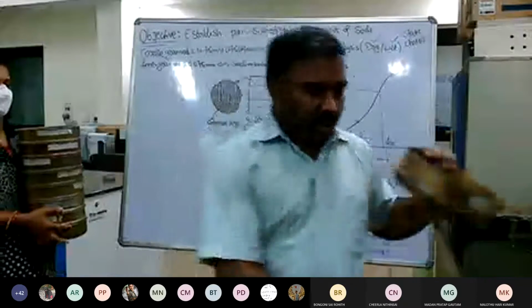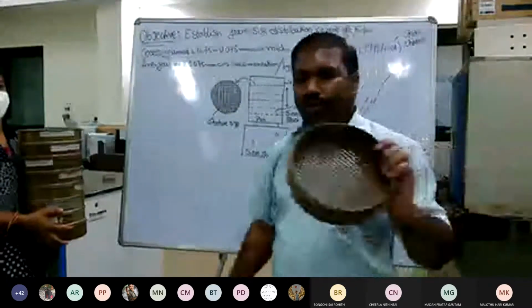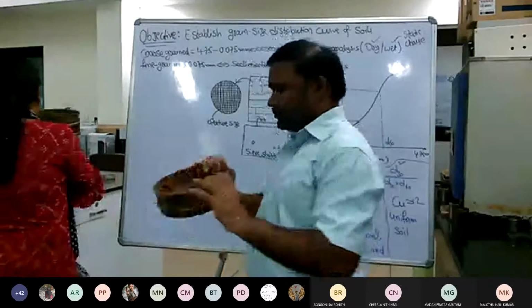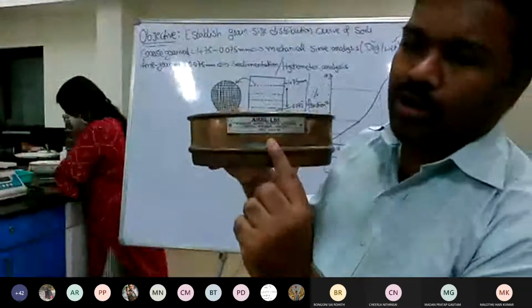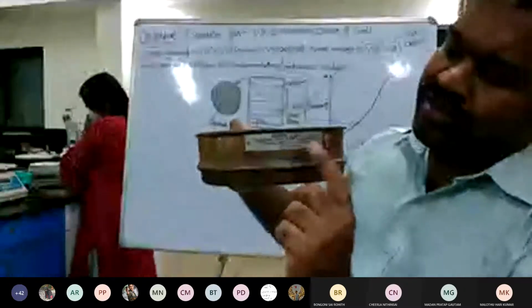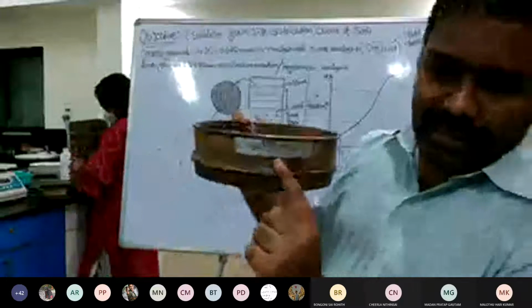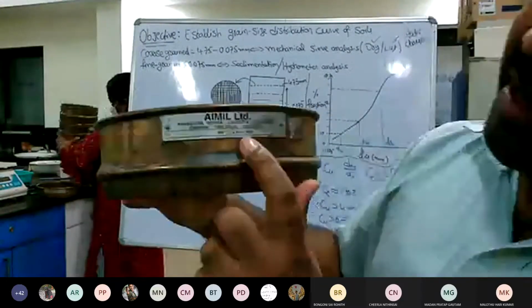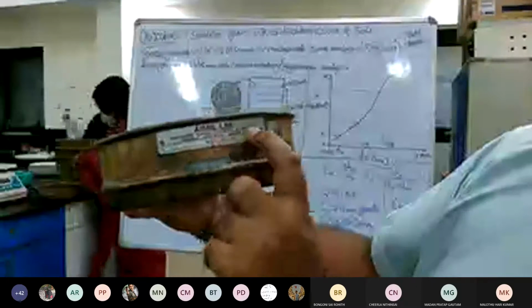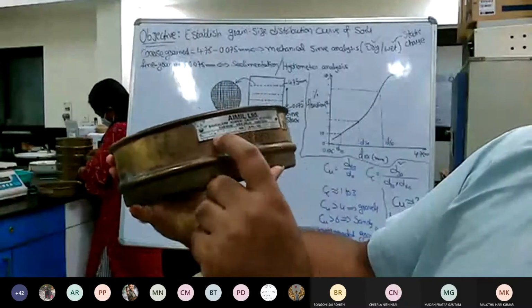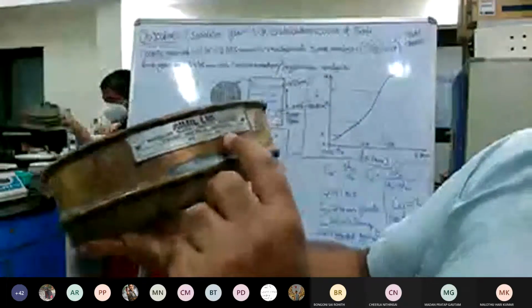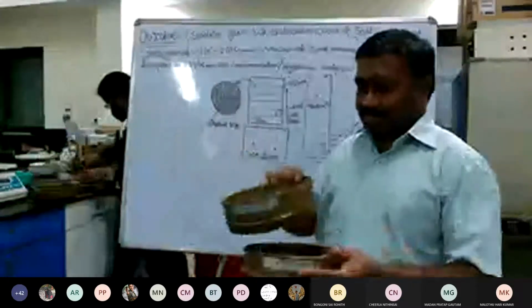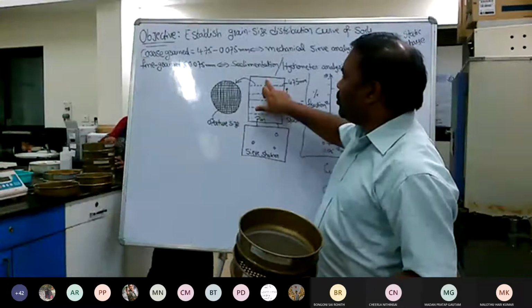Now, just to make a distinction, I am taking two varieties of sieves. Here you can see the complete information about the aperture size, who made this sieve, and so forth. It was manufactured by Emil Limited, with Bangalore, Mumbai, Kolkata, Hyderabad. The sieve size is written as 4.75 millimeter, and this is the serial number.